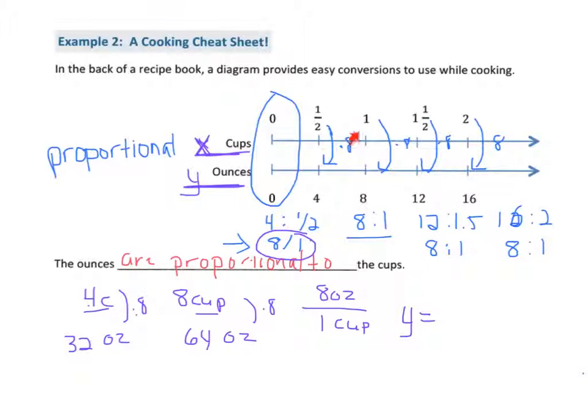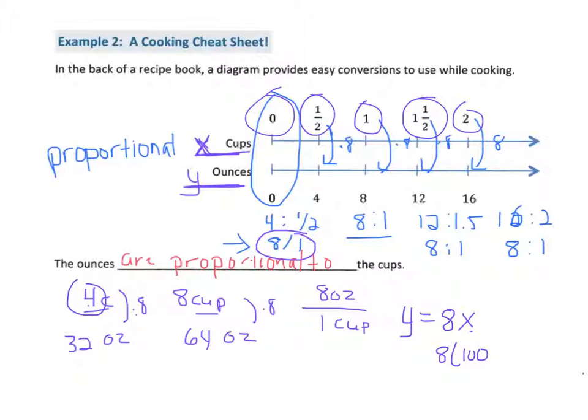by 8 every time. So the very generic way of writing that in equation form is y equals 8 times x. It doesn't mean that x is 8. It means that you're multiplying by x. X was 0, x was 1/2, x was 1, x was 1.5, x was 2. Then we changed it. We could put any number. Let's say I needed how many ounces were in 100 cups. Now I can put in 8 times 100. So I know that y, the number of ounces, would be 800.